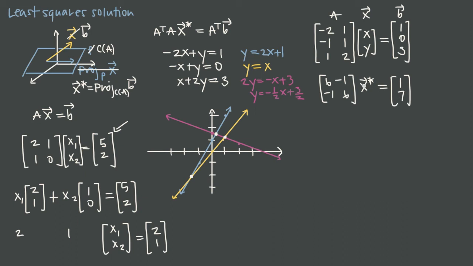And so to find x star, all we do is augment this matrix with the 1, 7 matrix. So we say here 6, -1, -1, 6. We augment that with 1, 7. And then we put this into reduced row echelon form. So let's go ahead and switch the first and second rows. So we'll get here -1, 6, and then 7, and then we'll get 6, -1, and 1.